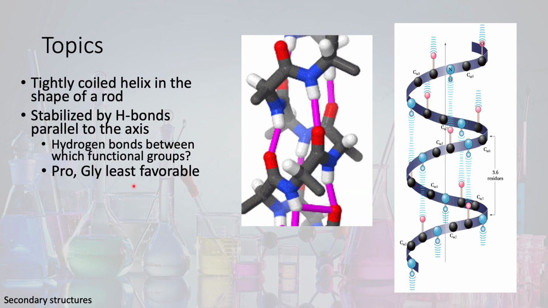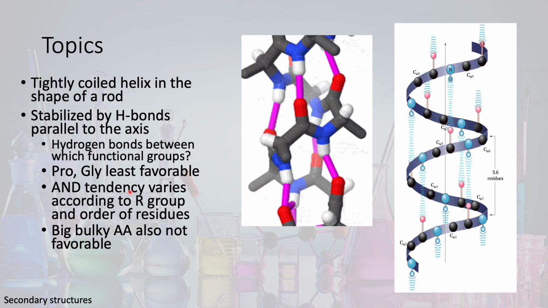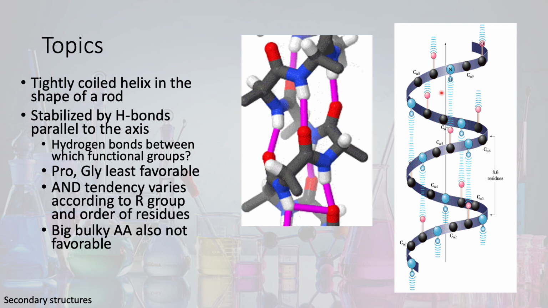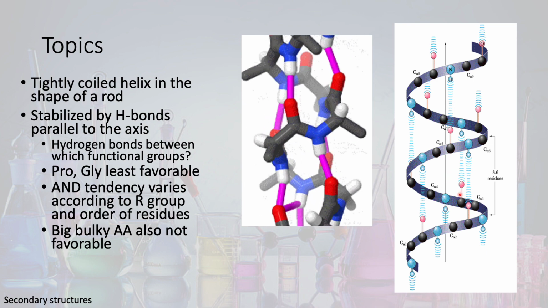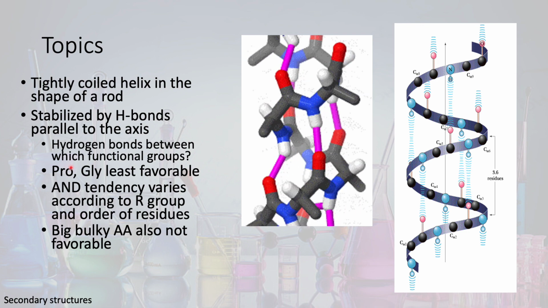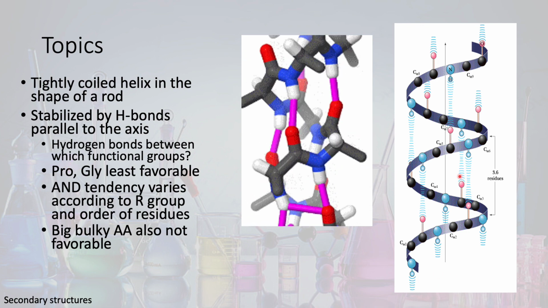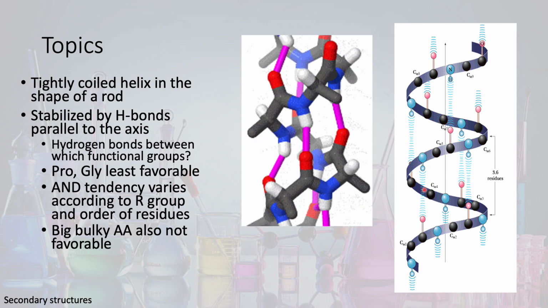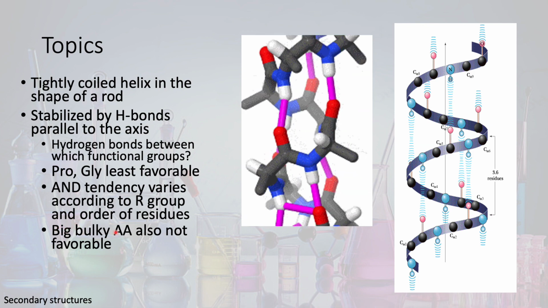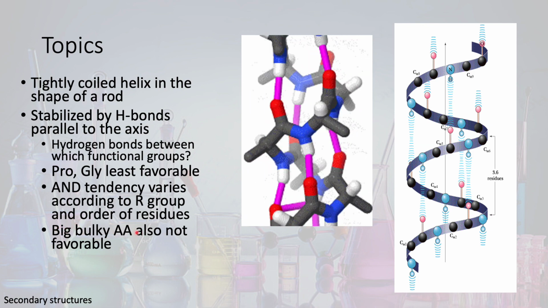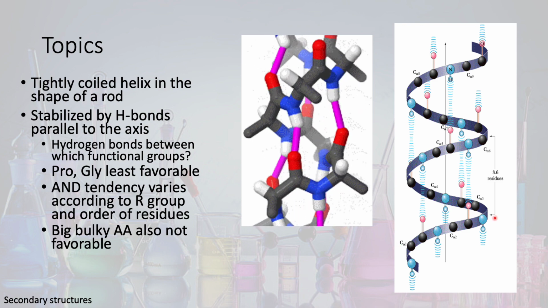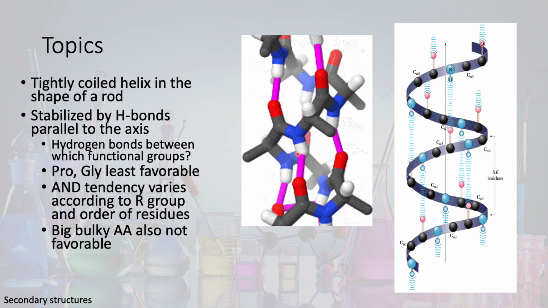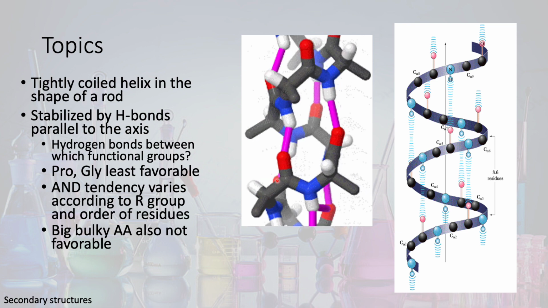Right? And so on that note of how amino acids are playing larger roles, the tendency to incorporate amino acids in alpha helices varies according to the R group and order of residues, right? In addition to proline and glycine not being favorably found in alpha helices, or more accurately, not favorably contributing to the stability of alpha helices, amino acids with big, bulky side chains also typically aren't very favorable, right? You can't see that too well in this cartoon over here, but in this GIF of a rotating amino acid, we have our hydrogen bonds here, again, between that carbonyl and our amino groups.